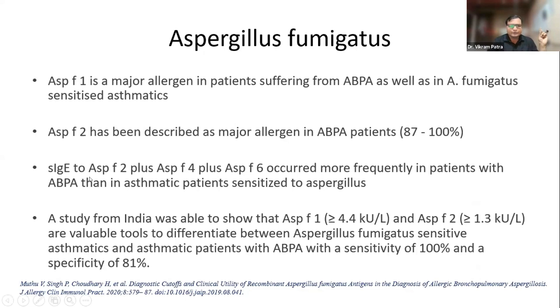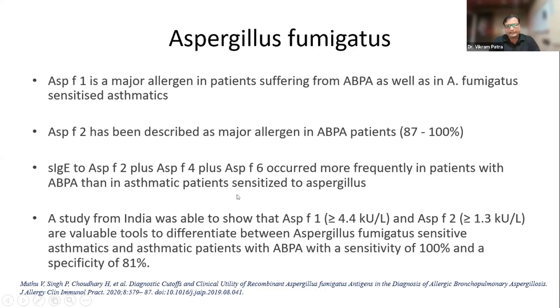Serum specific IgE to Asp f 2 plus Asp f 4 plus Asp f 6 occur simultaneously. If these are all positive, it is more frequently seen in ABPA patients as compared to ASA, asthma patients who are sensitized to Aspergillus. So if we take all these three into account, then we can differentiate ABPA from ASA. A very good study from our country, a study from India, was able to show this.